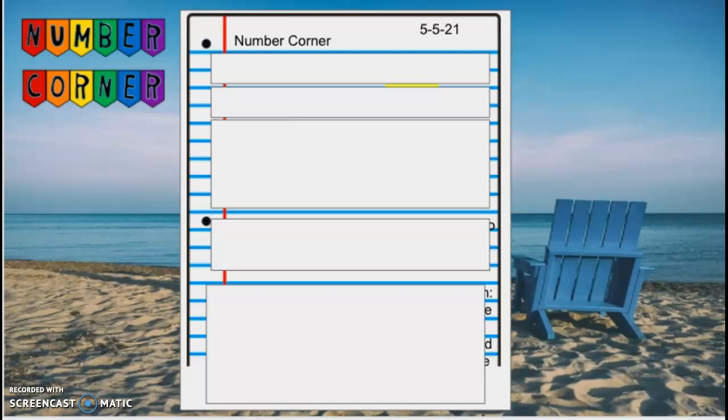Please write the date and number corner at the top of your paper. Press pause if you need more time to do that.